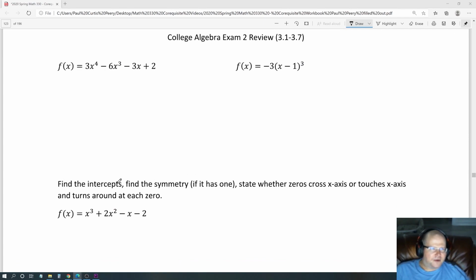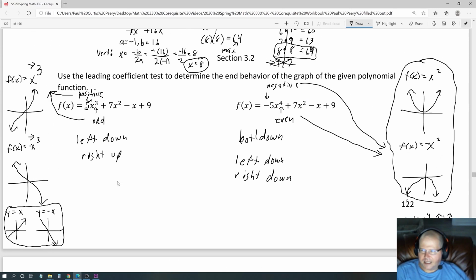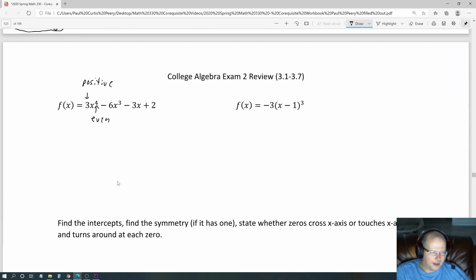Okay, so let's do the same thing. In this one right here, the 3 is positive, that's positive 3, and the 4 is even. Okay, well, what can we expect? Let's scroll back up a little bit. To the right, we notice that if it's positive, they're going to be going up, and because it's even, they're both facing the same direction, so both up.